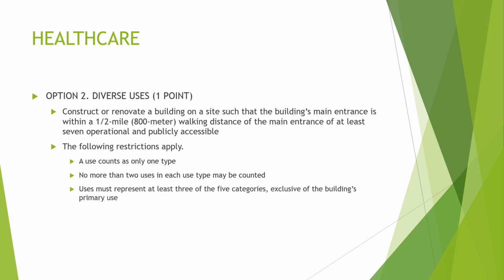Healthcare facilities may earn 1 more LEED point under Option 2, Diverse Uses, if they constructed or renovated on a building site such that the building's main entrance is within half a mile walking distance of the main entrance of at least 7 operational and publicly accessible uses. There are certain restrictions that apply to this criteria. These restrictions are similar to Option 2, Diverse Uses under new building and core and shell facilities.